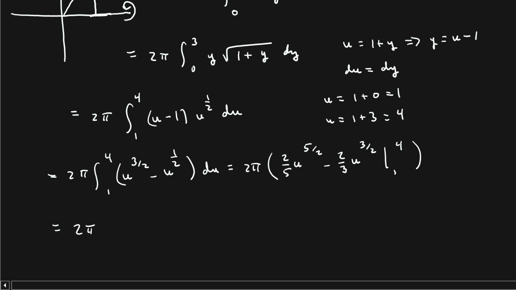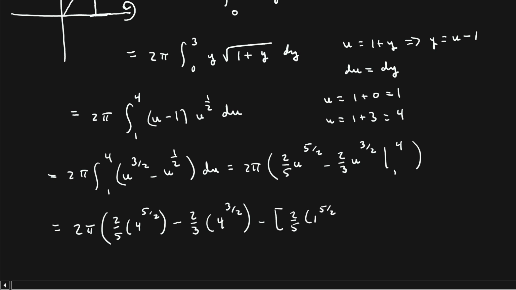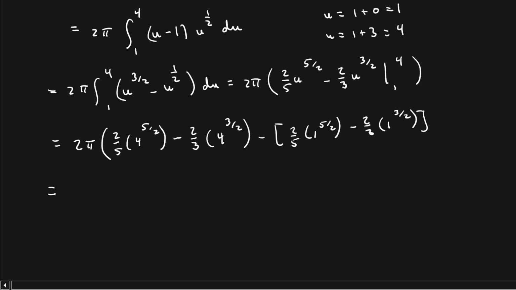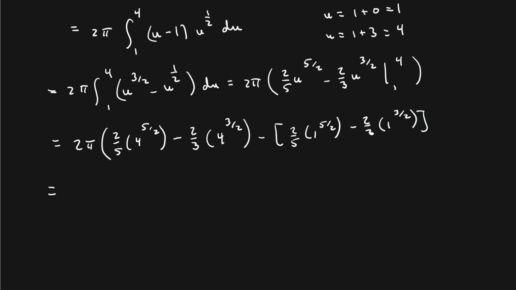And so that's 2 pi times 2/5 times 4 to the 5/2 minus 2/3 times 4 to the 3/2, minus 2/5 times 1 to the 5/2 minus 2/3 times 1 to the 3/2. Okay, and then you can just take this and plug it into your calculator.